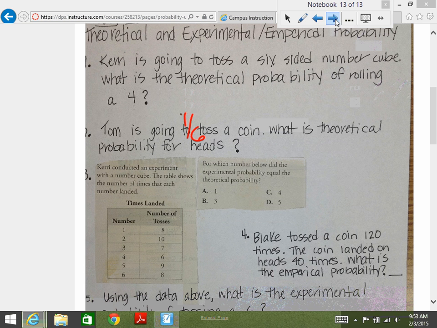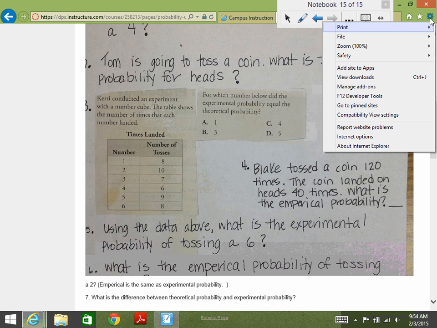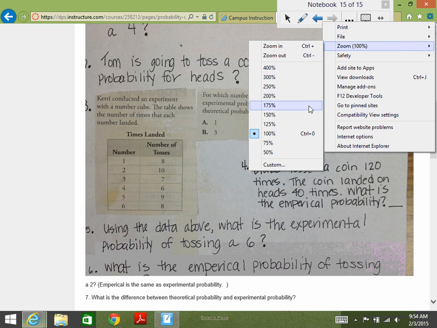Tom is going to toss a coin. What is the theoretical probability for getting a heads on that coin? 1 out of 2. Good. 1 out of 2. Theoretical, have we done anything yet? Theoretical, is that when you do something or when what you expect to happen? What you expect to happen. Good.